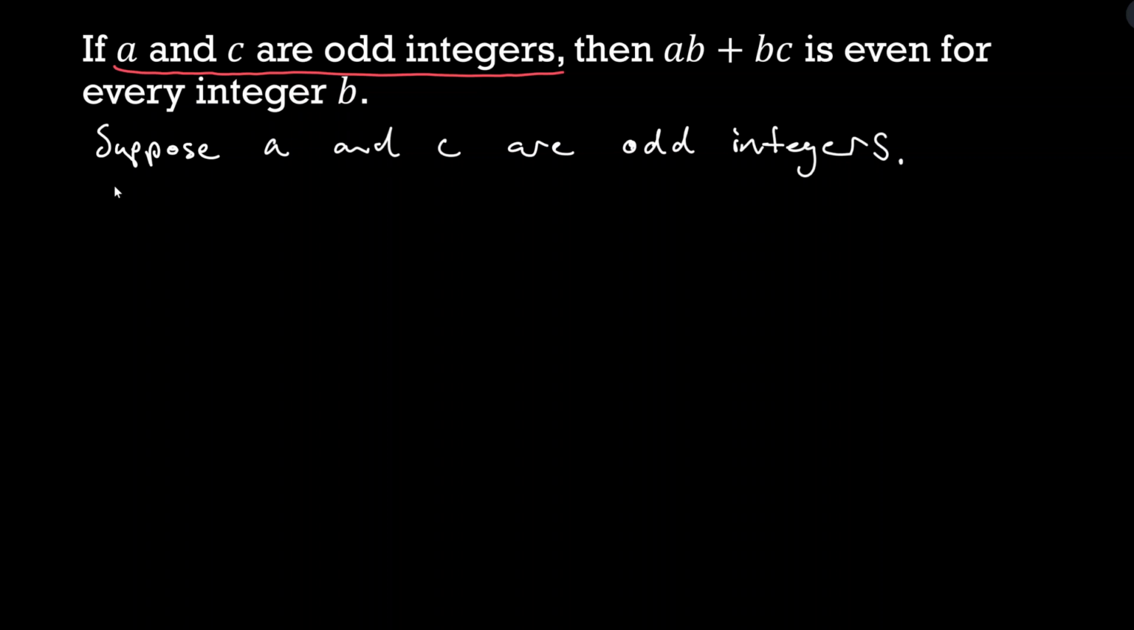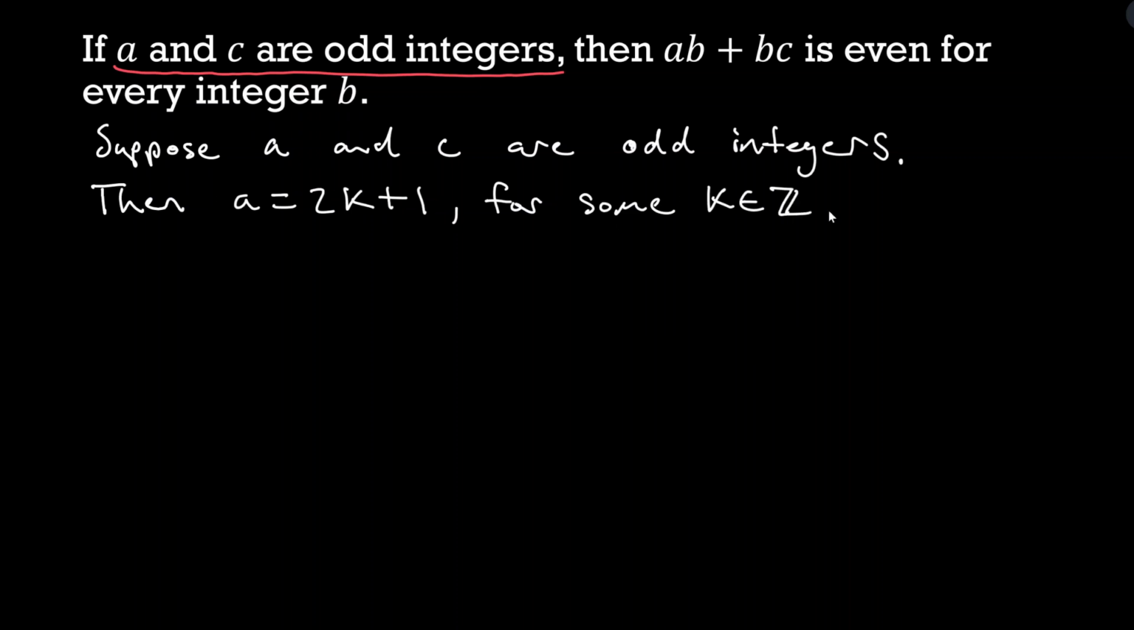Suppose a and c are odd integers. Then what? Well, then a equals 2k plus 1 for some integer k. And what else? And c equals, remember, we don't want to use the same letter, so I'm going to use 2l plus 1 for some integer l.